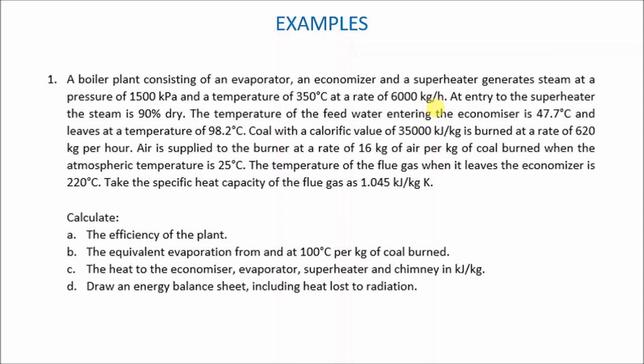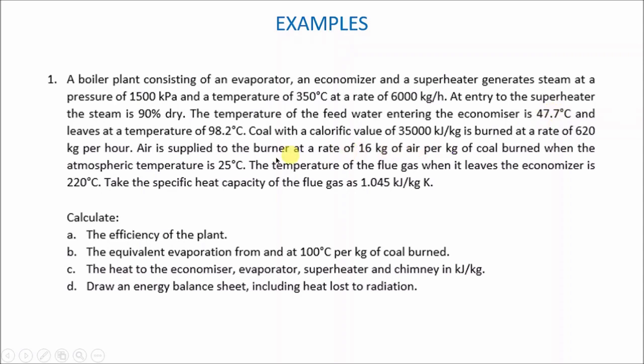And you are told that that water leaves the economizer at a temperature of 98.2 degrees. Okay, and so the water leaving the economizer is the water that is about to get into the evaporator. But remember, after the economizer, I told you that you still have water, but that water is now at a higher temperature. That is why you see here the temperature of the water after the economizer is 98.2 degrees, which is greater than the temperature of the feed water that went into the economizer at 47.7 degrees.